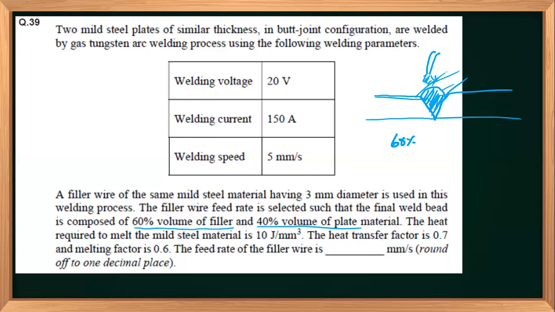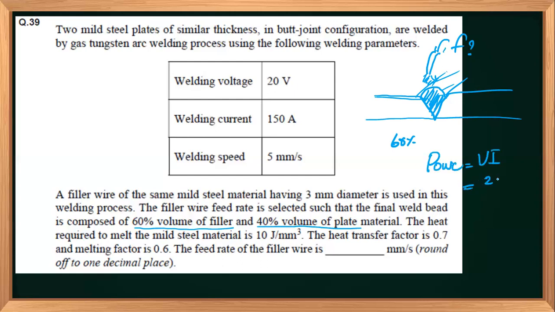The feed rate of the wire is asked. So how will we find the feed rate of the wire? This is the thing which is asked. Now, what will be the input side? The input side is the welding current and welding voltage. So we can get the power, right? And also we have the efficiency terms, 0.7 and 0.6.